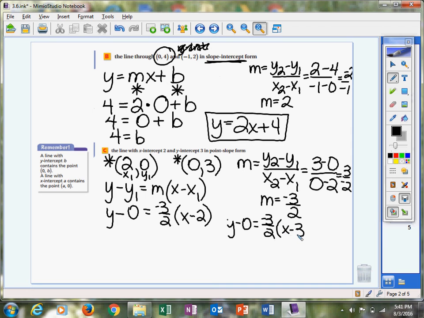I'm sorry, y minus 3, got those backwards. y minus 3 is equal to -3/2 times x minus 0. So you can see I have 2 different answers, but they're both the answers in this case, because it just depends on the point that you choose to plug in. It depends on that point.